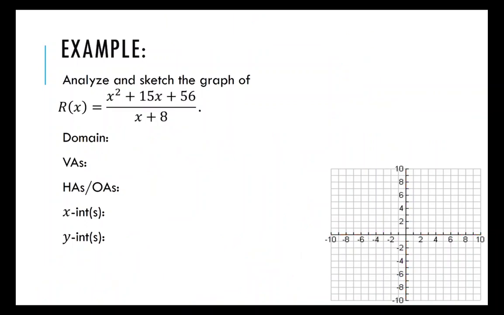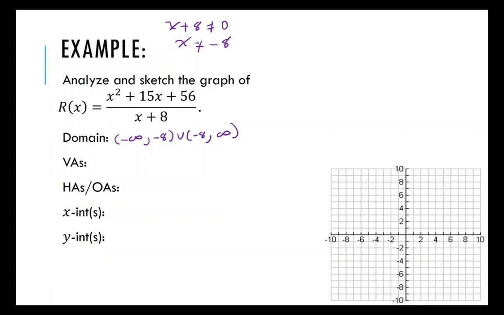Let's do the same thing. Step 1, let's find the domain. Well, we know that x plus 8 cannot equal 0. So x cannot equal negative 8. So the domain is from negative infinity up to negative 8, excluding negative 8, union, negative 8 up to positive infinity. Then we need to reduce this function.